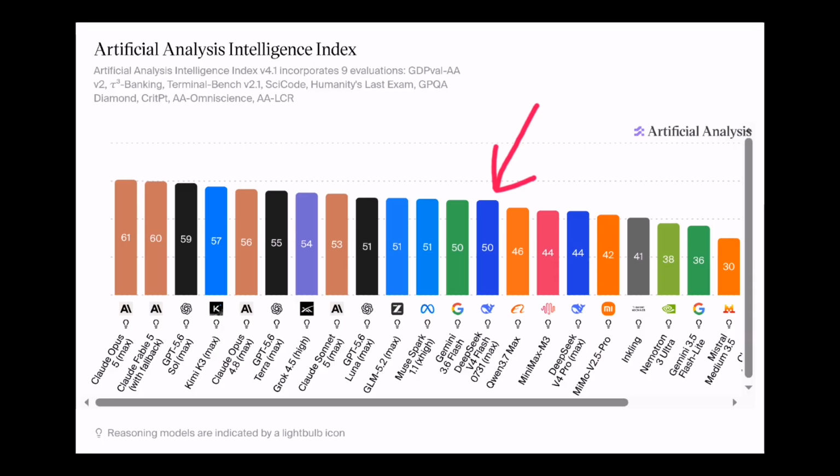It puts V4 Flash 0731 basically neck and neck with GPT 5.6 Luna and GLM 5.2, both at 51, and right next to Gemini 3.6 Flash at 50. It's still 7 points behind Kimi K3, which stays the open weights leader at 57. So this isn't a best in the world claim, it's a best value in the world claim.